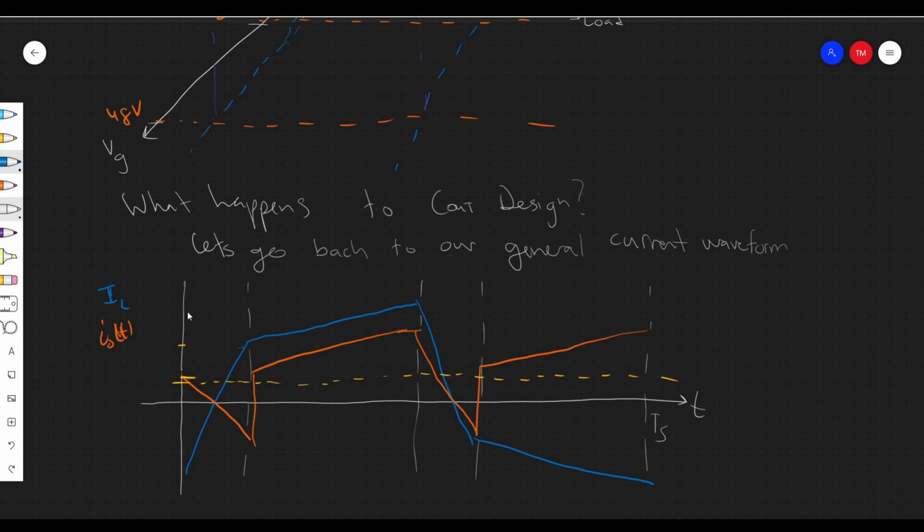On this original current waveform, IL, on the primary side, we have I1 over here and I2 over here. The scaled versions would be I1 over N and I2 over N for the output, so we could say that maybe this is I2 over N and this is I1 over N.